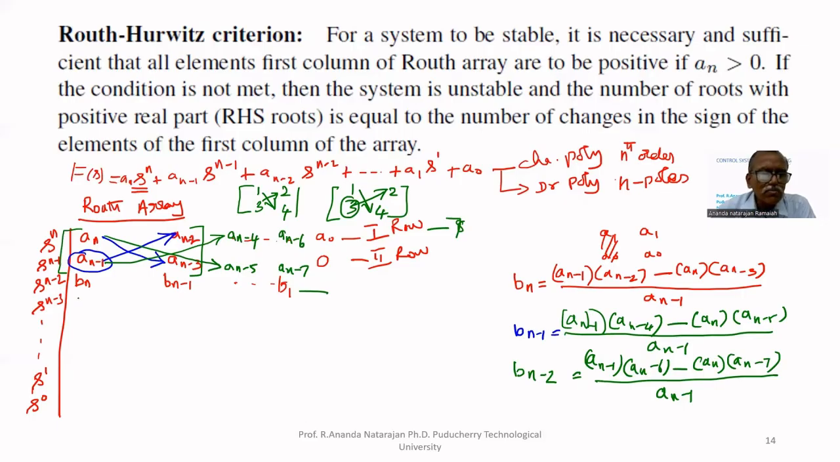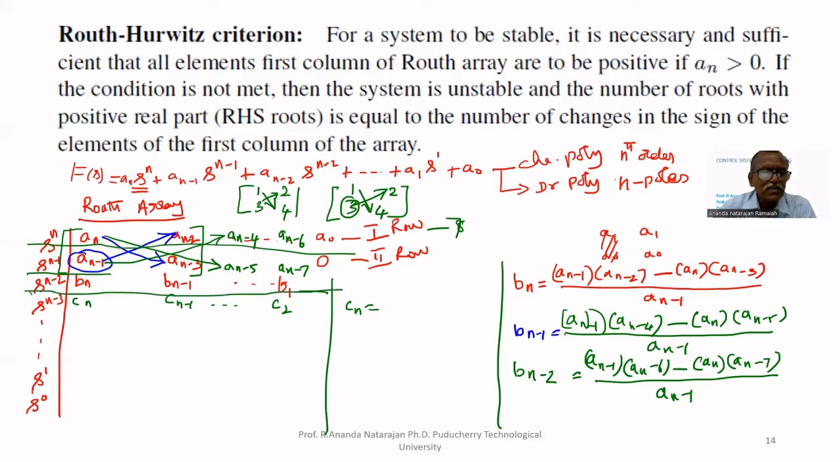Then how to form the next row? cn minus 1, etc., up to c2 it will come. How to find cn? We have to take the second row and third row. Just now we found the third row. To find the fourth row, this is the first row, second row, third row. To find the third row, we used the first row and second row. To find the fourth row, we have to use the second row and third row.